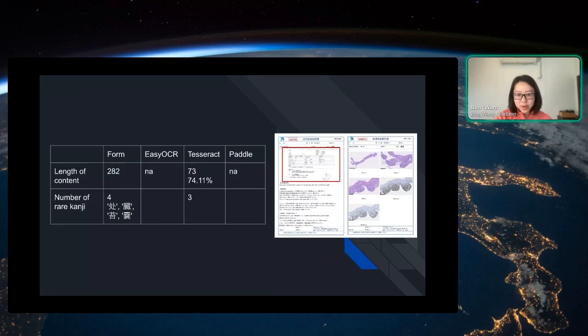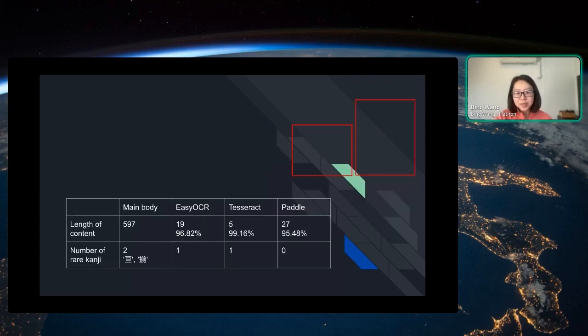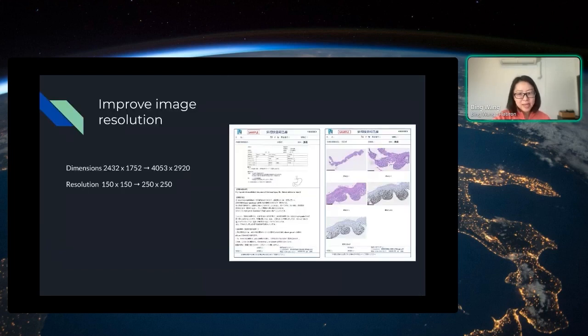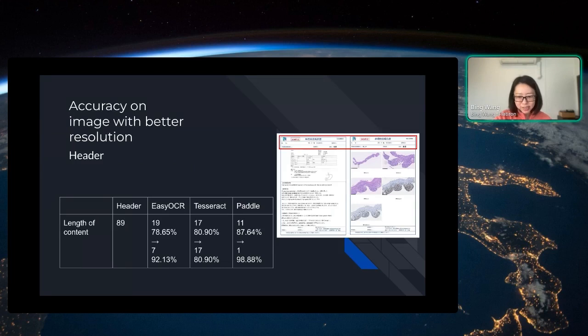And then for the form, that is when the models really struggled. A lot of them failed in this task, other than Tesseract, which also didn't give us a very ideal accuracy rate. But when it comes to the main body of text, all three models performed with above 95% accuracy rate. Same thing, I increased the resolution of the image. Let's take a look again.